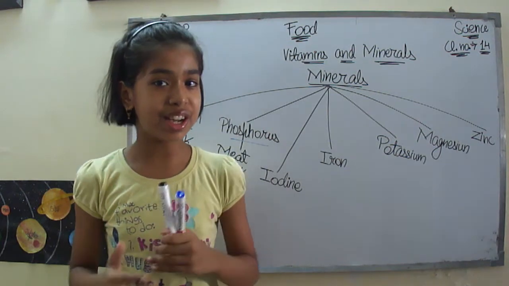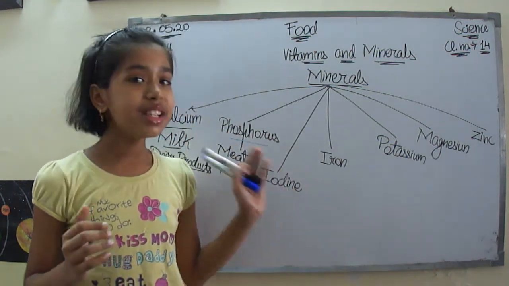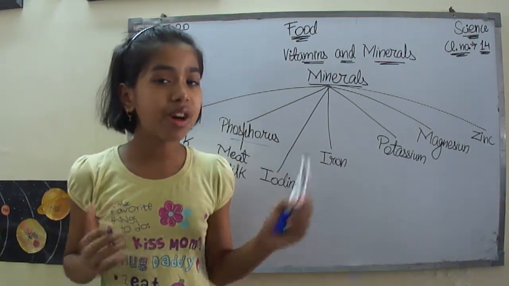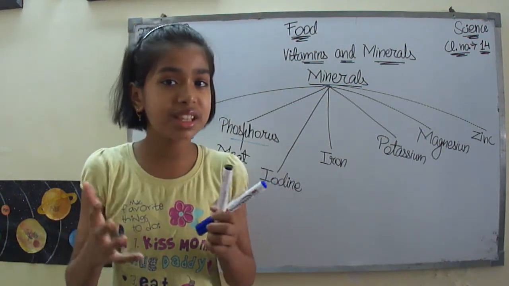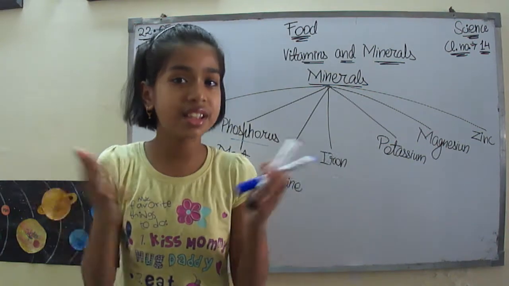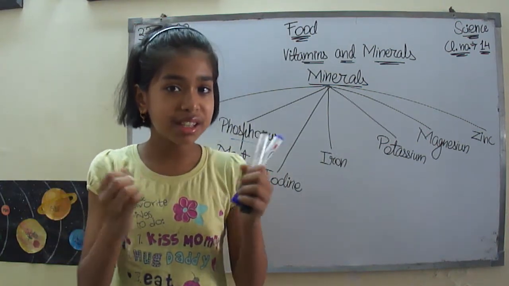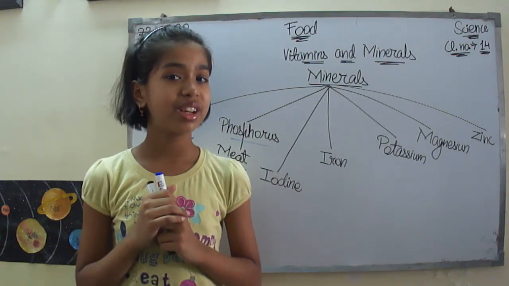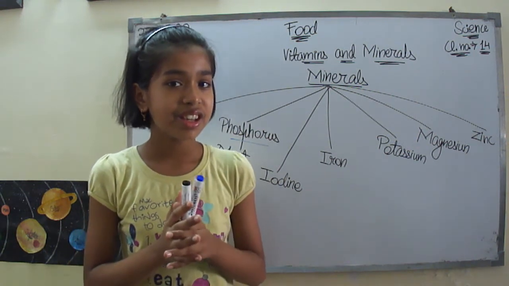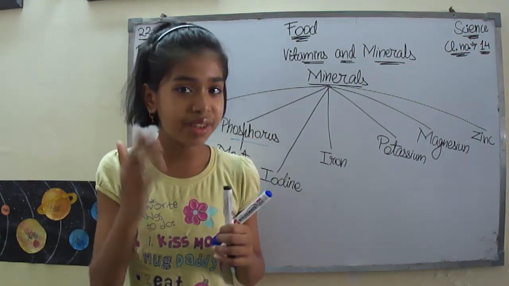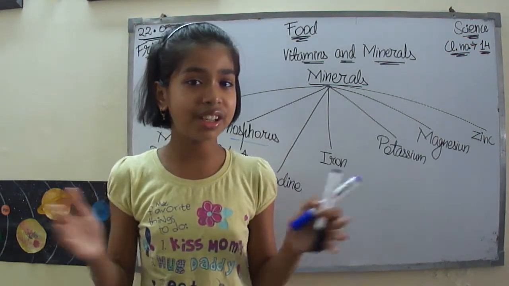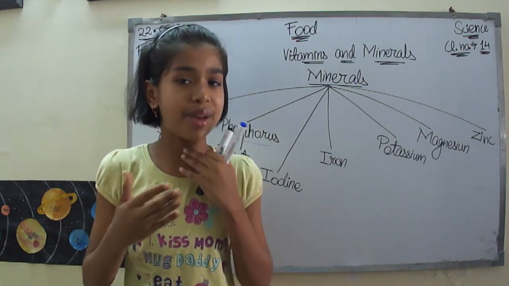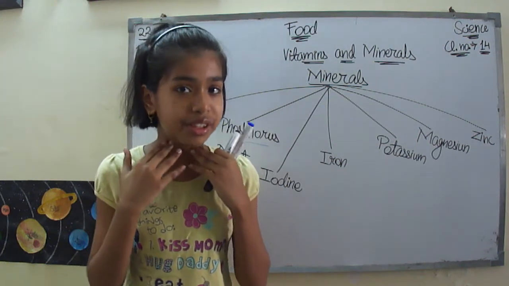Talking about our next mineral, iodine. This iodine is important because it helps to make a very special hormone in our body known as thyroxine. How is this thyroxine made? I think you have heard the name of the thyroid gland, right? It is present in the front of the windpipe in our neck, right? Exactly over here.